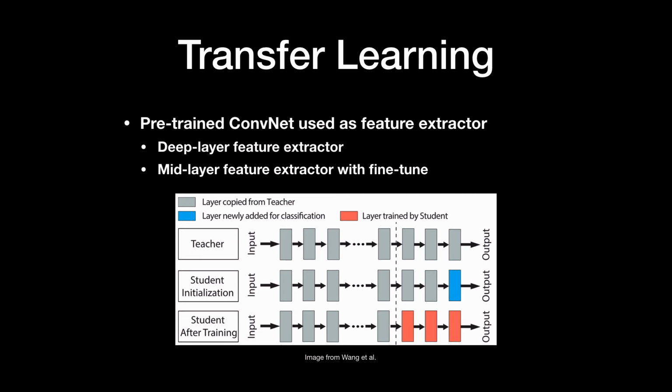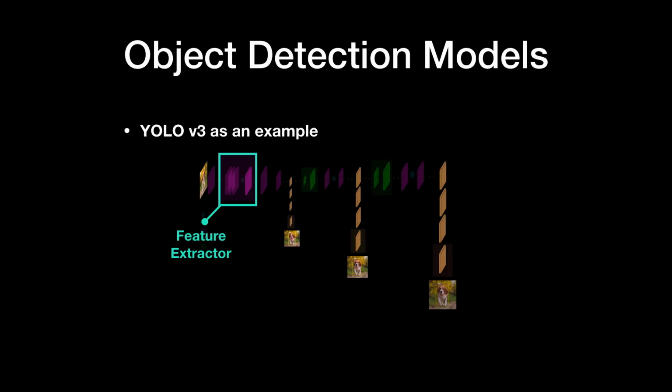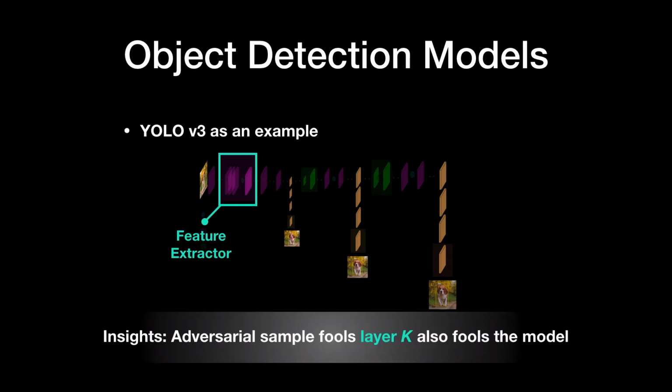So this is the opportunity we have to run the attack against deep neural networks, and here's how. We use YOLO v3 as an example, which is a state-of-the-art object detection model. Given an input image, it goes through the feature extractor, and the result is propagated to the rest of the classification layers to detect the object within the image. So the idea is, if we can fool layer K, a layer in the feature extractor part, then we can probably fool the entire model at the end. For simplicity, K will refer to the last layer in the feature extractor.